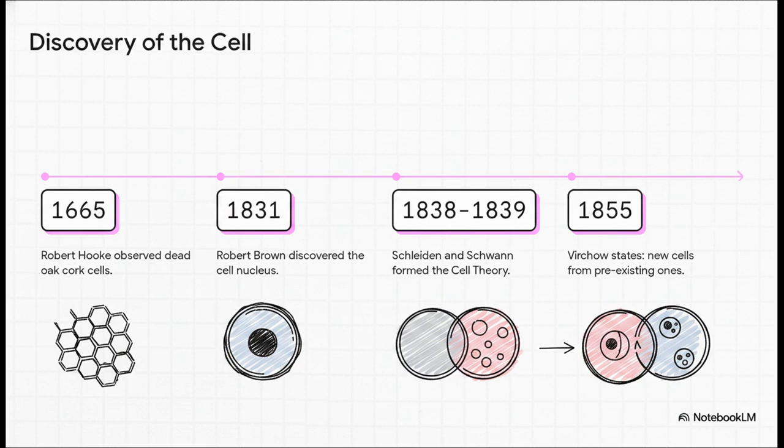But there was a glaring missing puzzle piece here. Where do these cells actually come from? Do they just magically appear? Well, in 1855, Rudolf Virchow dropped a total game changer. He stated, omnis cellula e cellula. It's a great phrase, and it simply means new cells only arise from pre-existing cells. You can't just spawn a living cell out of thin air.